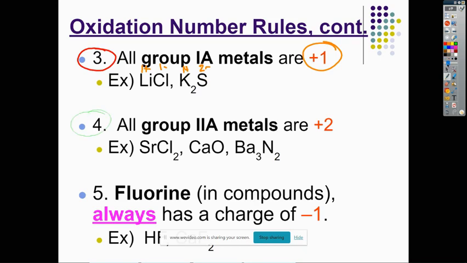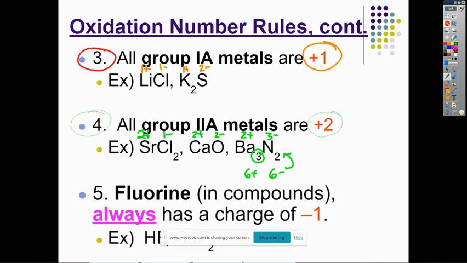Rule number 4. All group 2 metals, those would be our alkaline earth metals, will always be a 2 plus. So strontium is in column 2, so that will end up being a 2 plus. Chlorine then has to cancel it out and make it neutral, so it will be a 1 minus. Calcium's a 2 plus, so oxygen has to be a 2 minus. Barium's a 2 plus, and since there are 3 of them, totaling a 6 plus, this has to be a 6 minus. 6 divided by 2 gives us a 3 minus charge for our nitrogen.